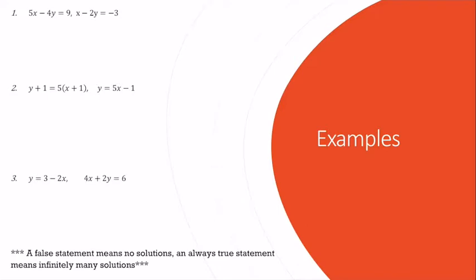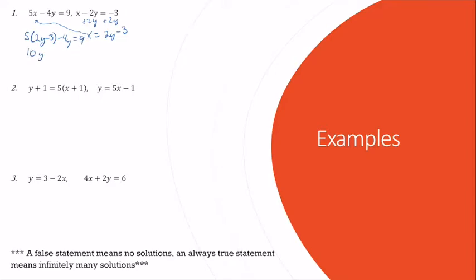So here I have 5x minus 4y equals 9 and x minus 2y equals negative 3. I can solve for either x or y. I'm going to do whichever one makes my life simpler. So I'm going to solve for x by adding 2y to both sides. I get x equals 2y minus 3. I can then substitute this into my original equation. I would then have 5 times (2y minus 3) minus 4y equals 9.